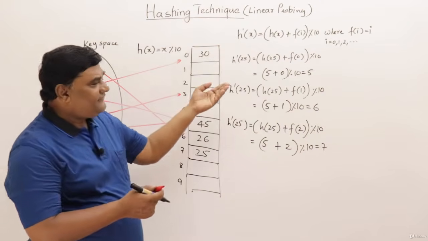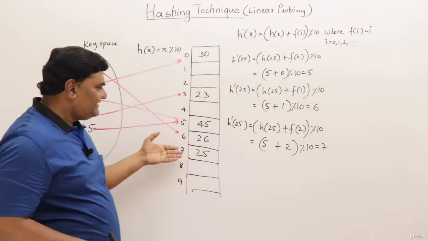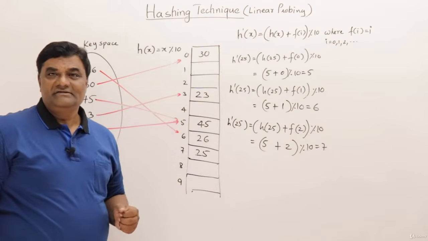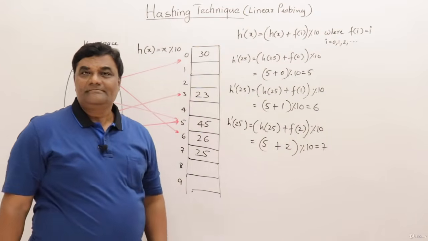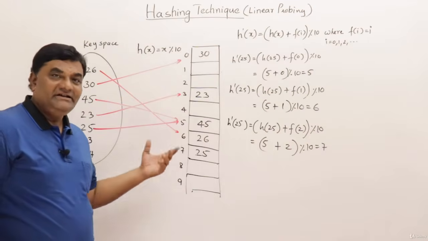So instead of following that function step by step, I just said store it at the next free space. That's what the function is saying. Now let me insert the remaining keys.